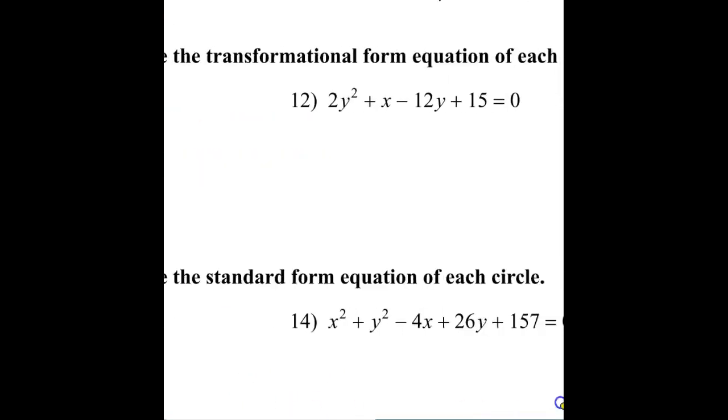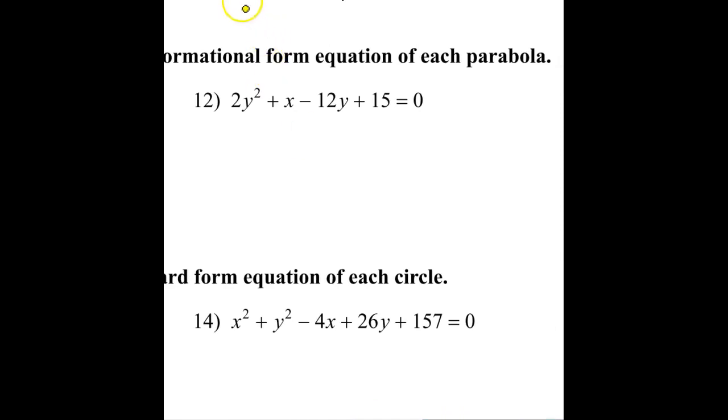Let's take a look at another one, very similar, but we have the y value that's squared. So the form we're trying to get here is going to be the LOR, right? And then we're going to have x minus k, or h actually.